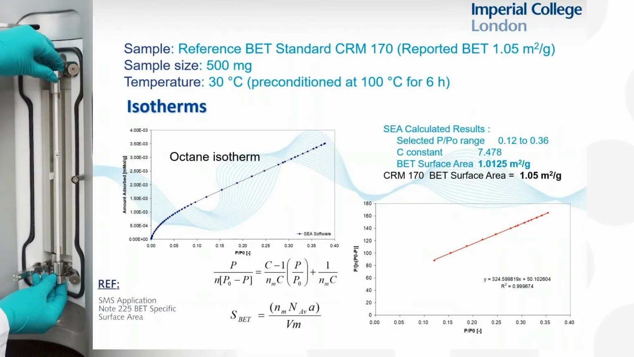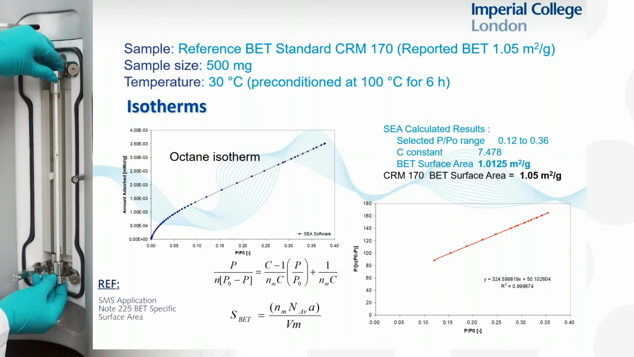In the little study I'm showing you at the moment, we used a BET standard reference material. It's CRM 170. It's actually an aluminium oxide. It's a standard calibration material you use if you're calibrating your nitrogen analyzer to do low surface areas. It has a surface area of about 1 meter squared per gram. What we've done here is a study by doing octane adsorption at 30 Celsius onto the material, having preconditioned it, which is basically shorthand for drying it for 6 hours at 100 degrees.